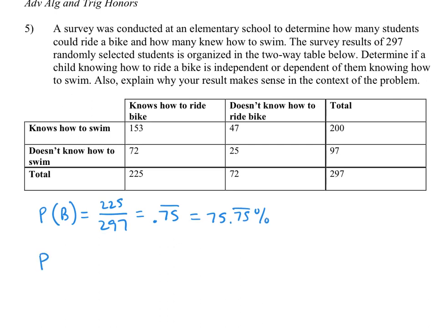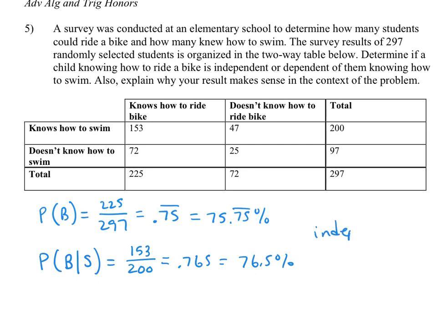Now let's find the probability that someone knows how to ride a bike given that they know how to swim. Well, given that they know how to swim means we need to find out how many people know how to swim, and that is 200. Out of those who know how to swim, how many know how to ride a bike? That's 153. 153 divided by 200 is 0.765. That's 76.5%. These are very close to each other, so let's go ahead and say these are basically independent events.